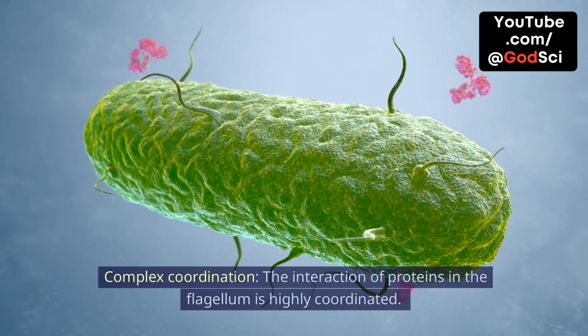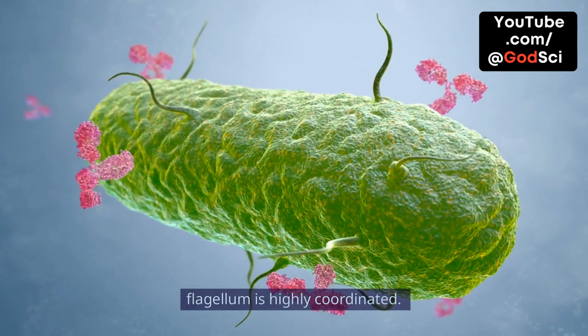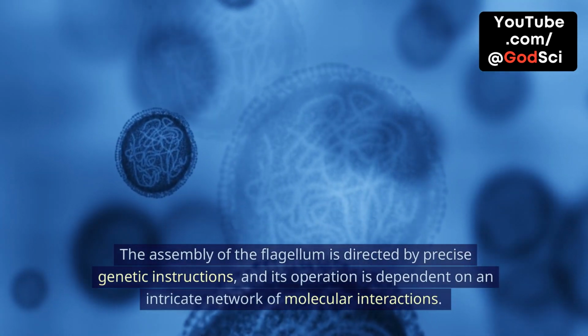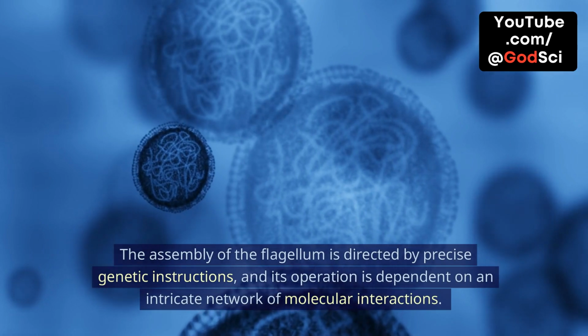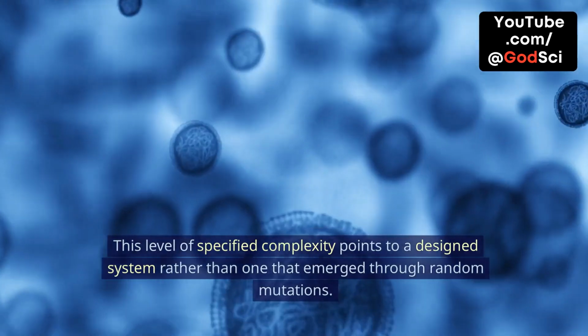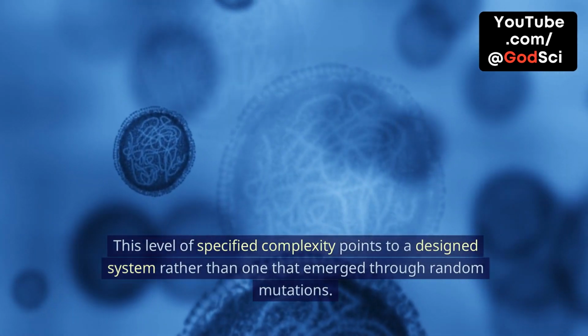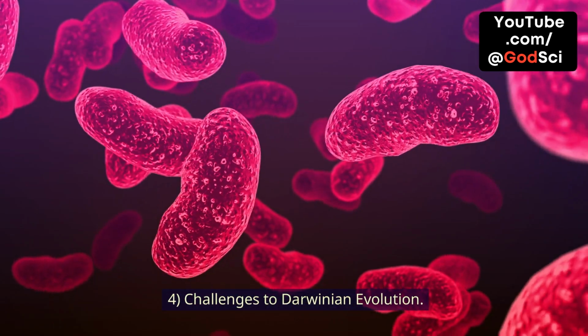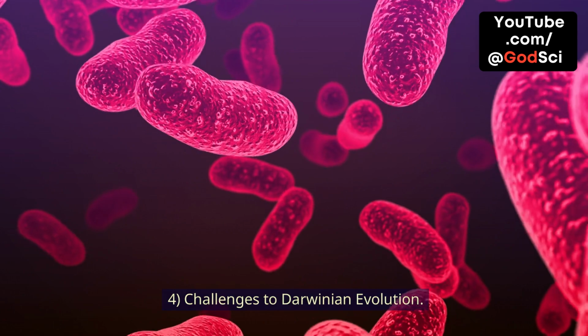The interaction of proteins in the flagellum is highly coordinated. The assembly of the flagellum is directed by precise genetic instructions, and its operation is dependent on an intricate network of molecular interactions. This level of specified complexity points to a designed system rather than one that emerged through random mutations. 4. Challenges to Darwinian evolution.